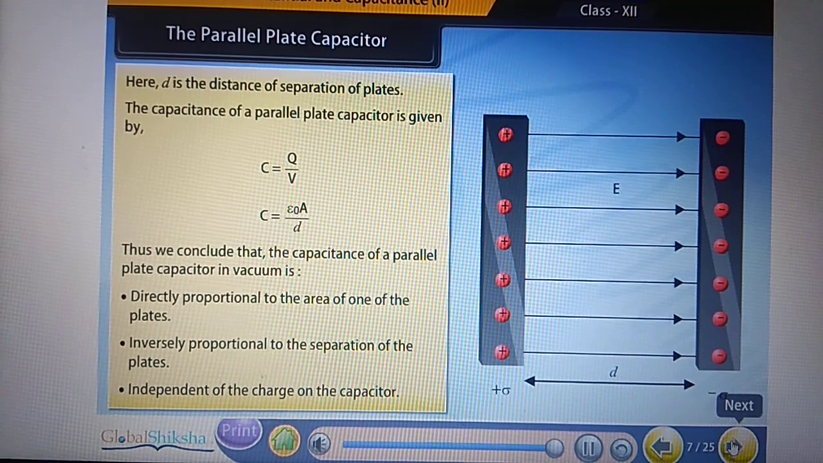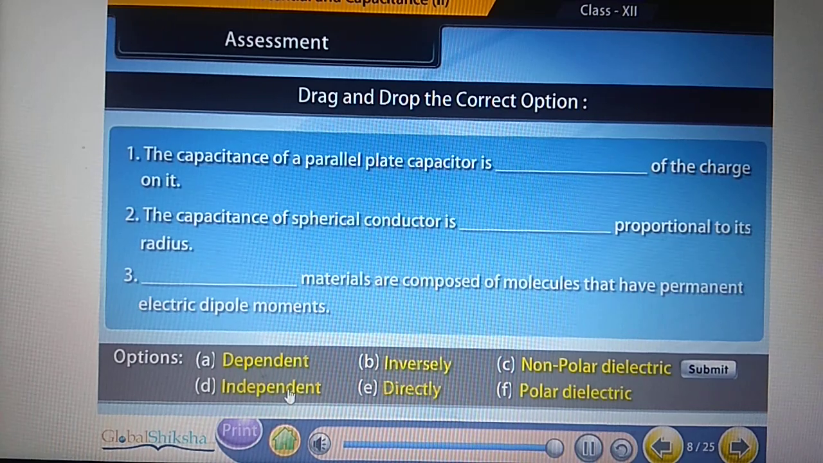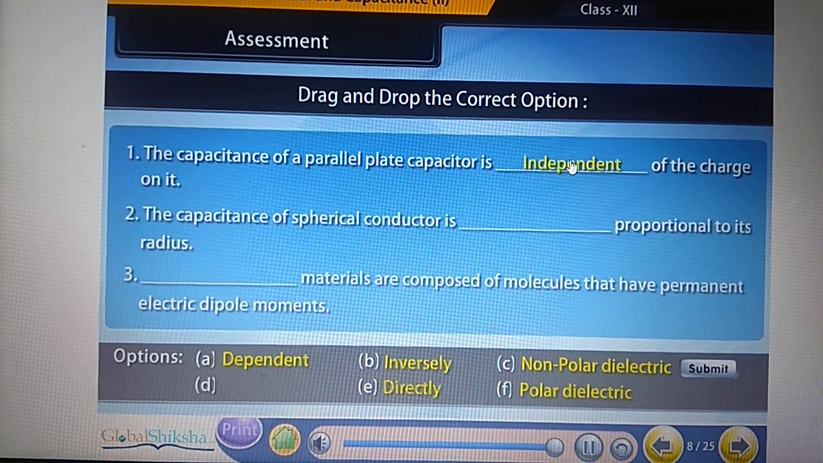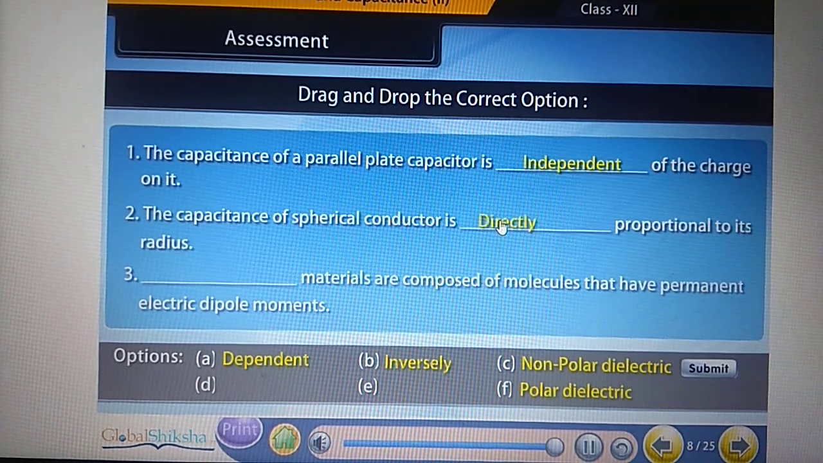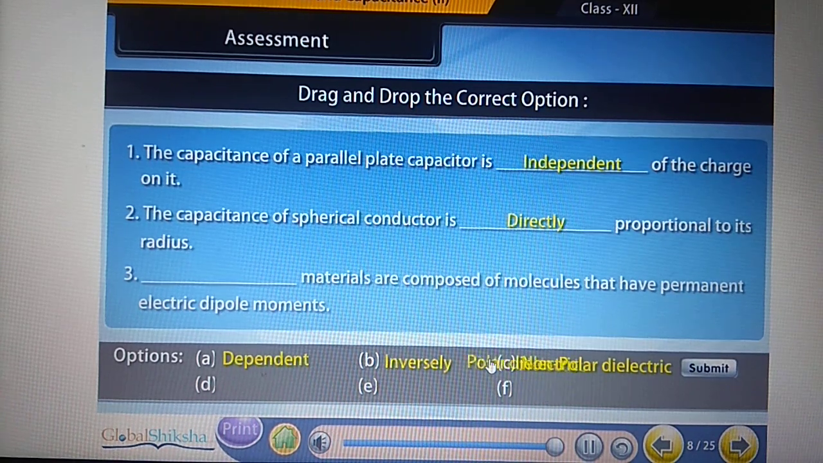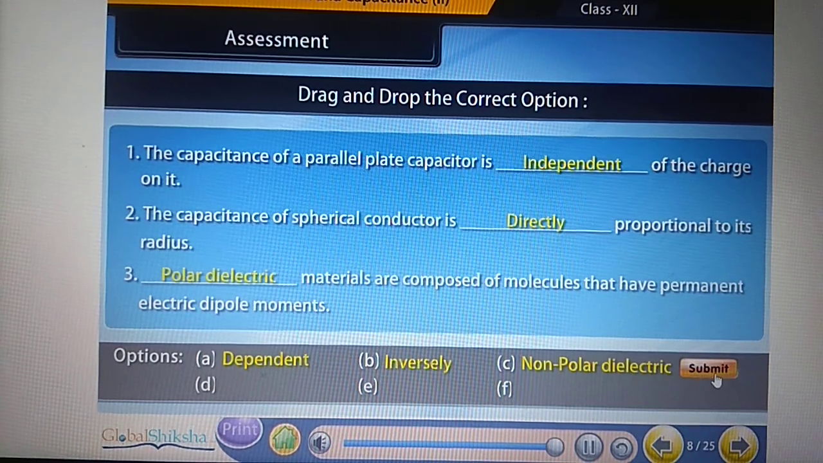Now it's time for assessment. Before proceeding further, let us know how much you have learned. Drag and drop the correct option. The capacitance of a parallel plate capacitor is independent of the charge on it. The capacitance of a spherical conductor is directly proportional to its radius. And polar dielectric materials are composed of molecules that have a permanent electric dipole moment. Let's see the answers, whether they are correct or not. Submit. Good job.